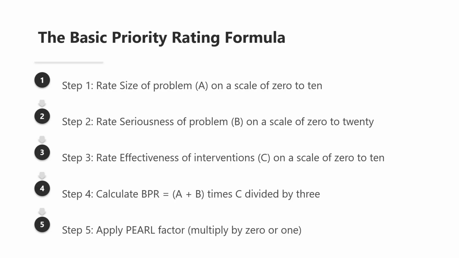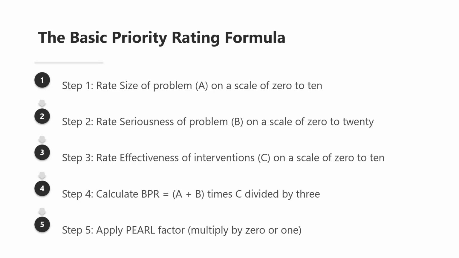then divides by 3 to produce a final score. This mathematical structure means that even a very large and serious problem will receive a low priority score if no effective interventions exist. Conversely, a moderately sized problem with highly effective available interventions may score quite high.